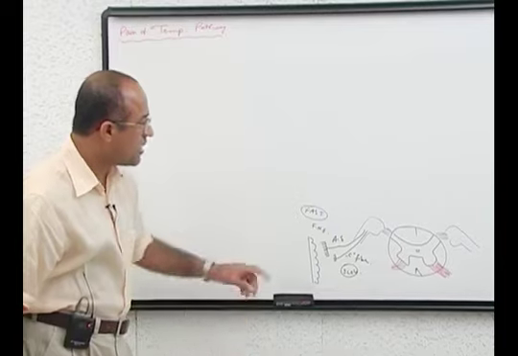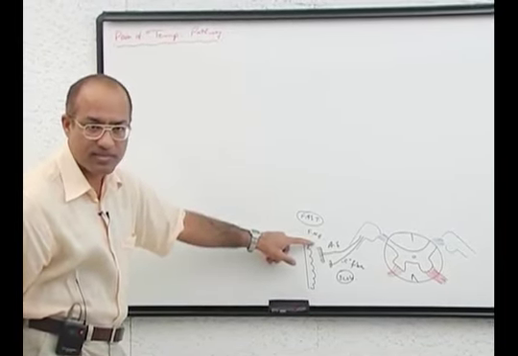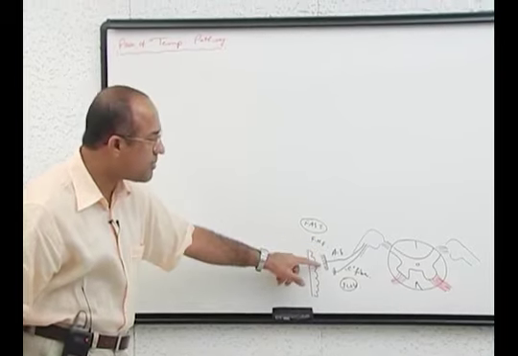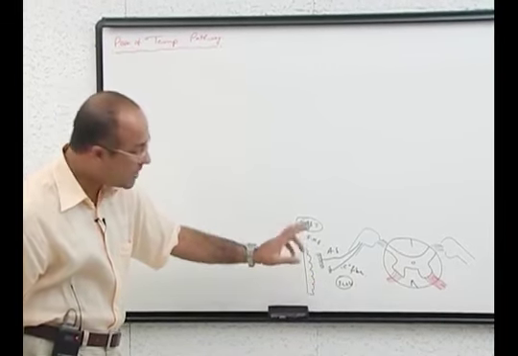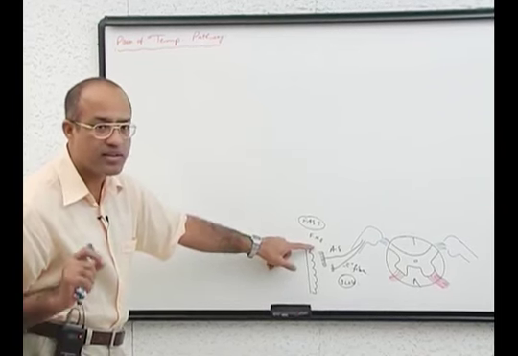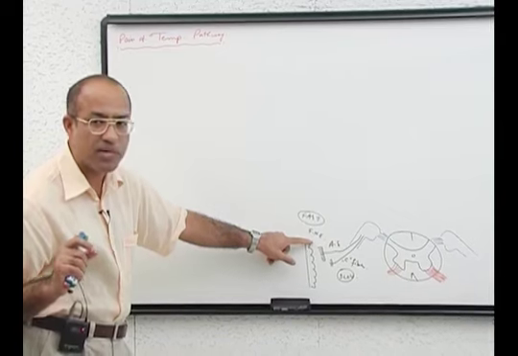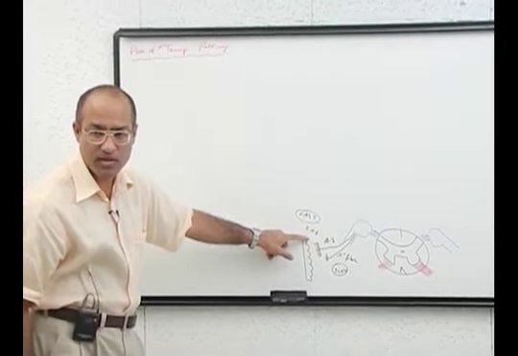Then another difference, fast pain is usually from the skin, but slow pain may be from the skin or from deeper tissues, from viscera. Then another difference, the stimulus for fast pain is a mechanical stimulus or thermal stimulus.